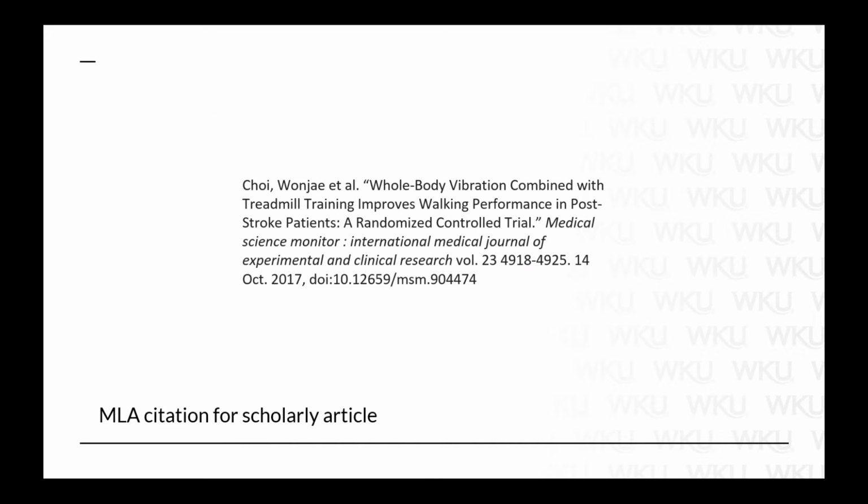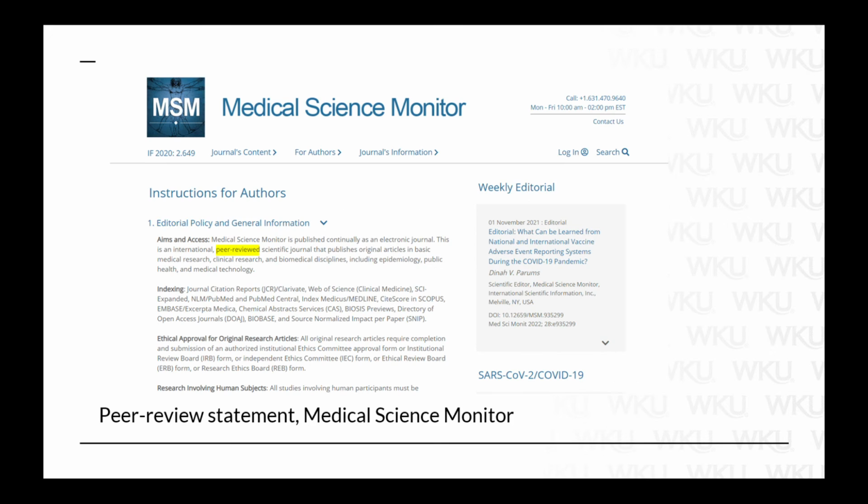This is an MLA citation for a scholarly article. When I use this article in my work, I give the author credit with a brief in-text citation and an MLA citation such as this one at the end, including the author's name, article title, journal title, volume, pages, date, and digital object identifier, a special URL for the article. When I see all these elements in a citation, I know it's a scholarly journal.